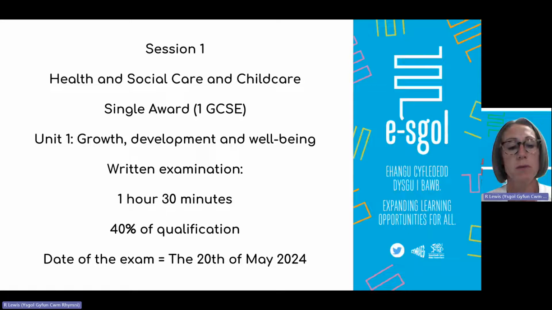This is for the WJC Single Award, so that's one GCSE, and the areas that I'm going to cover tonight are for Unit 1. This is a written examination that's an hour and 30 minutes long, and it's 40% of the qualification, and the date of the exam this academic year is the 20th of May 2024.